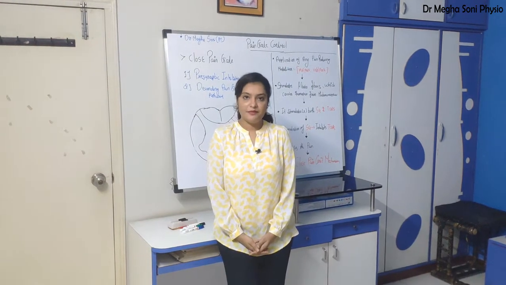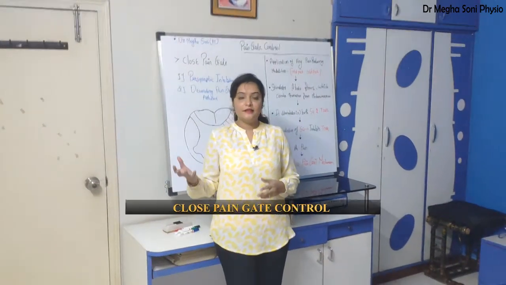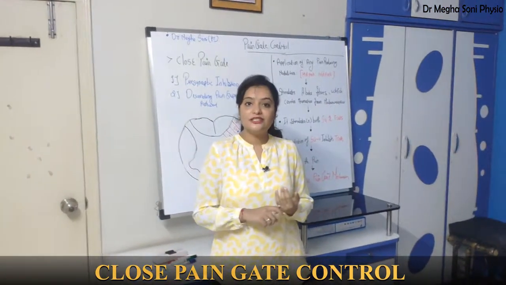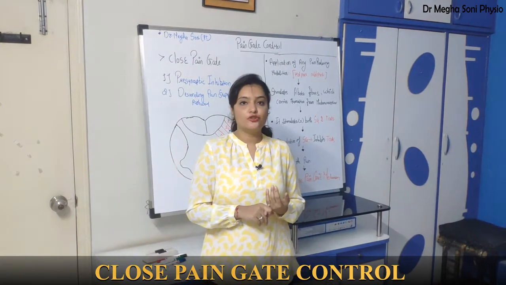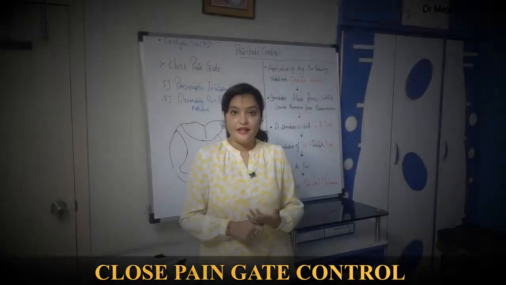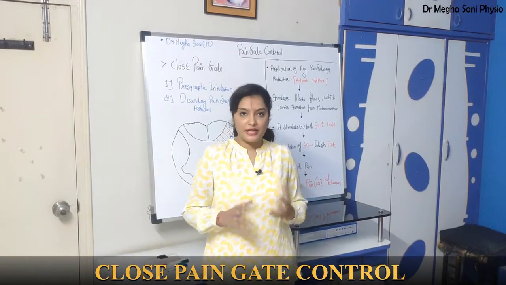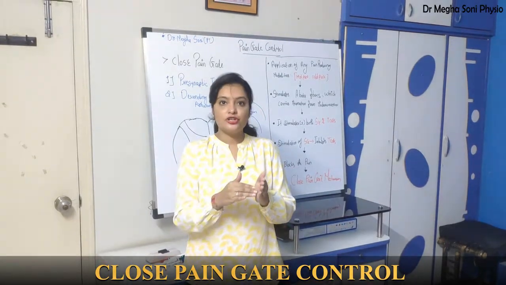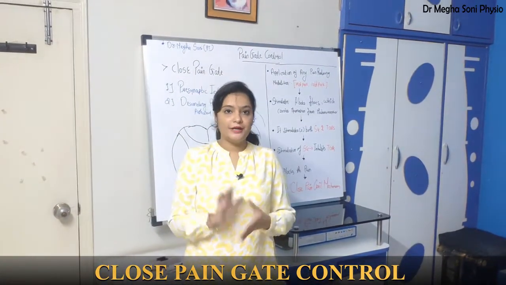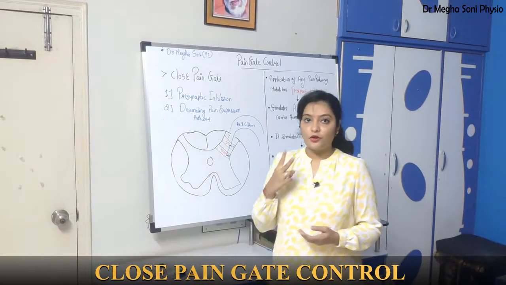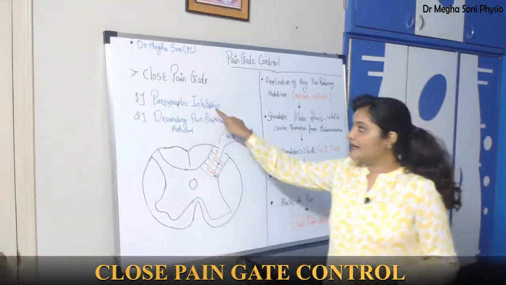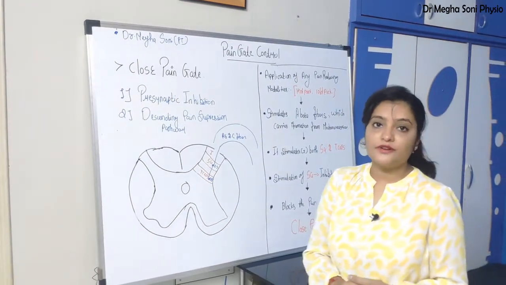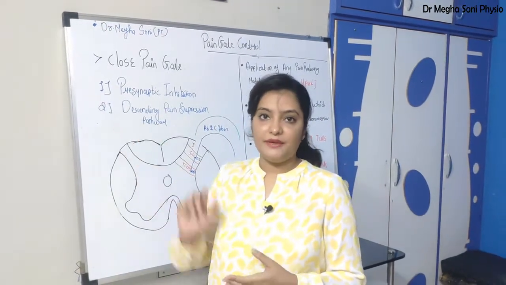Till now we have seen the open gate mechanism, in which for pain to pass from peripheral to central, the SG cell should be inhibited and the T cell should be facilitated or stimulated. Now we'll see the close gate mechanism. Close gate mechanism means that which blocks the transmission of pain from peripheral to the central region. There are mainly two types of close gate mechanism. First is presynaptic inhibition and second is descending pain suppression pathway. So first we see presynaptic inhibition.